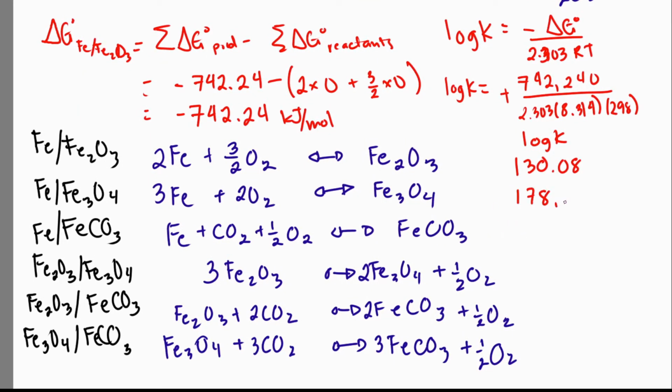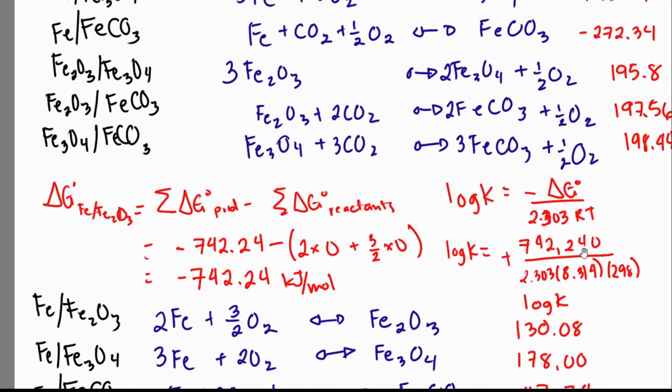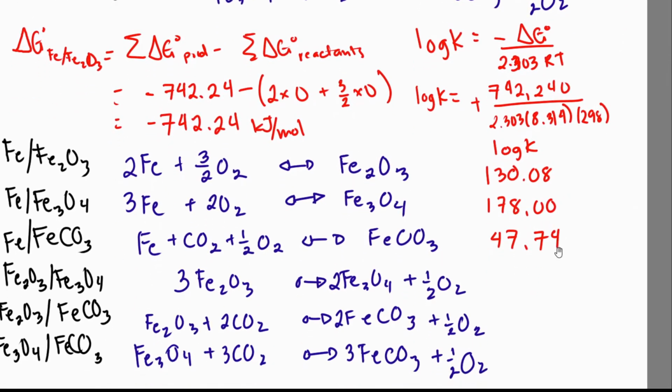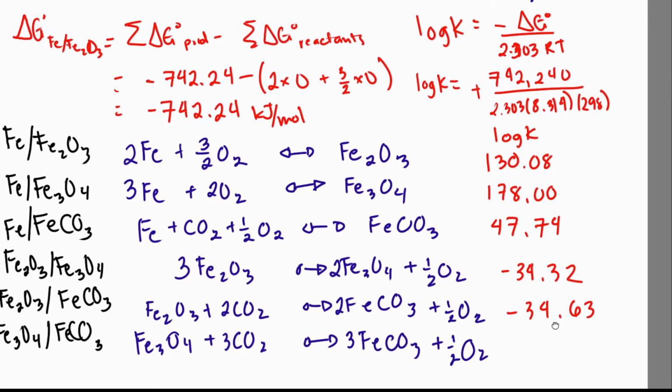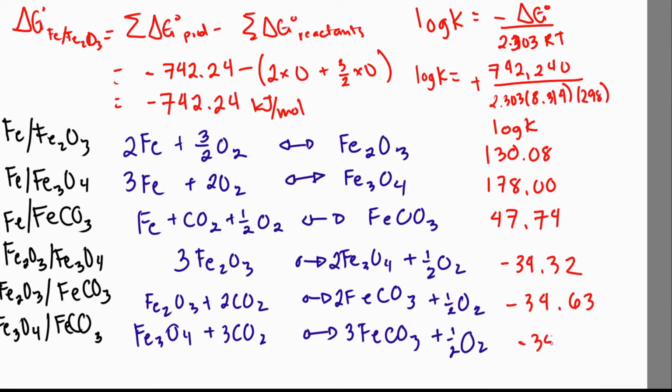Solving for the other ones, we tabulate these: 178.00, 47.74. The next ones are negative 34.32, negative 34.63, and negative 34.78.